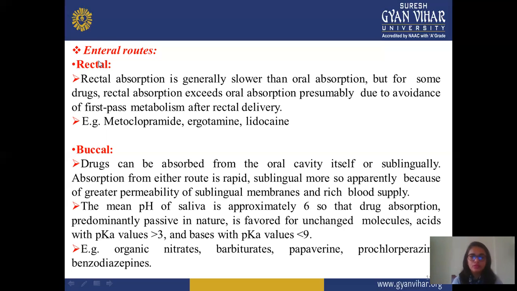In the buccal route, you use your formulation sublingually, and with the help of this route the drug reaches the blood circulation directly and shows a faster, desired effect. In this case, a lower formulation dose or concentration is required. There are different pKa values according to the type of formulation: for acids the pKa should be more than 3, and for bases it should be less than 9. Examples of the buccal route are organic nitrates, barbiturates, papaverine, pyrazine, and benzodiazepines. All these are drugs used by the buccal route during emergency situations or normal situations.